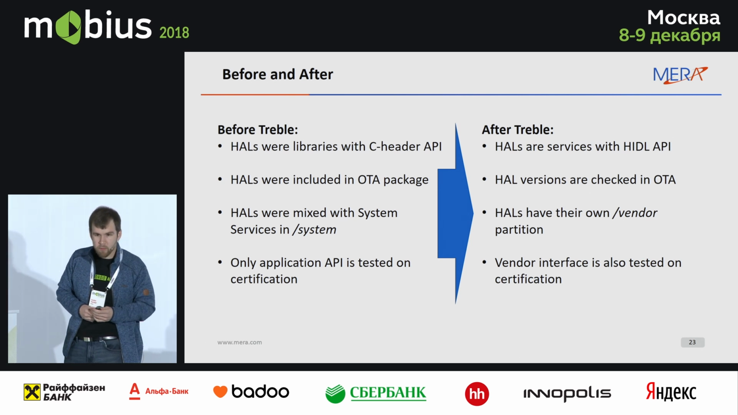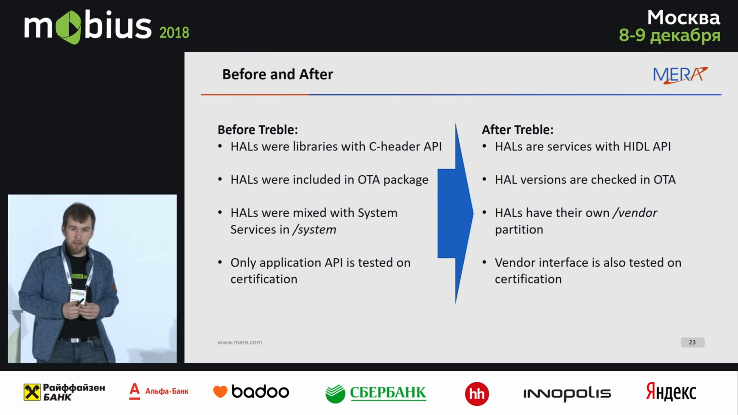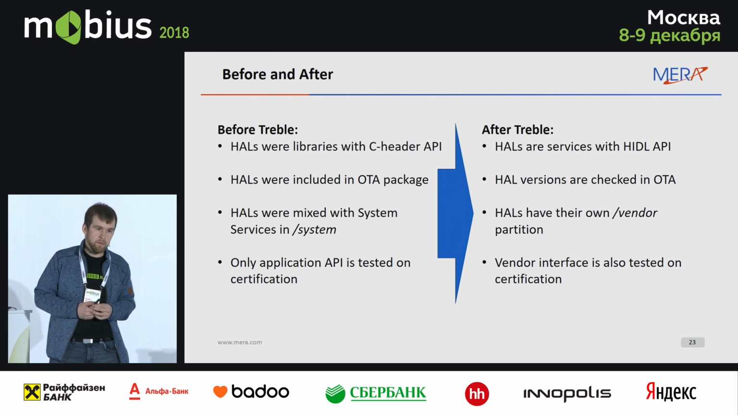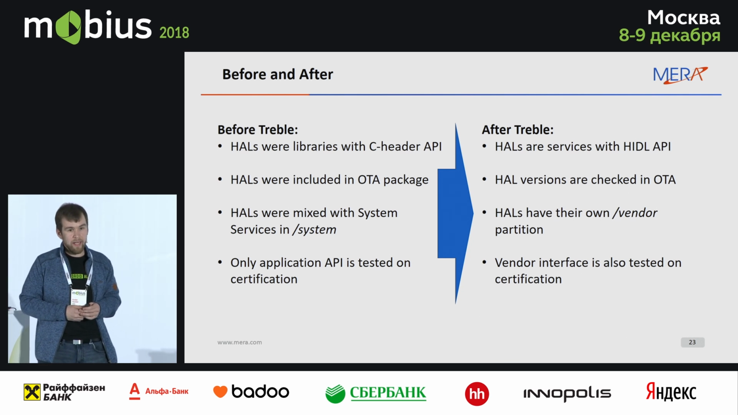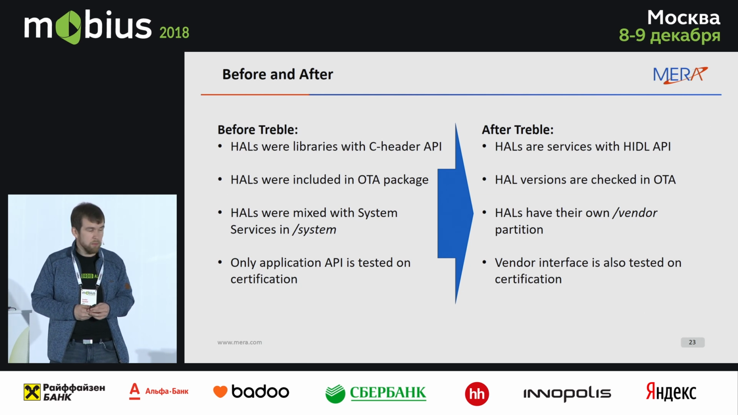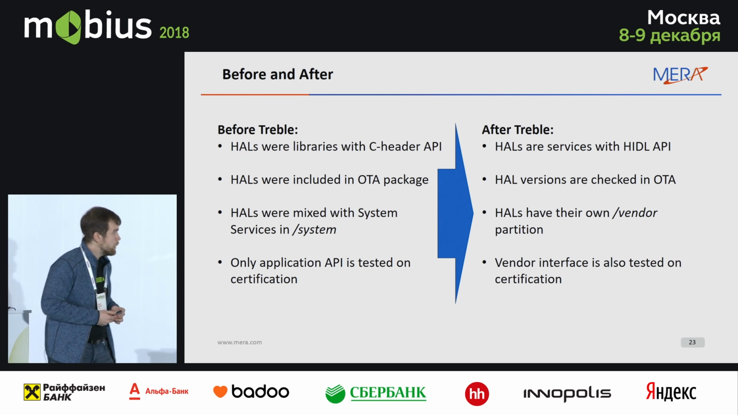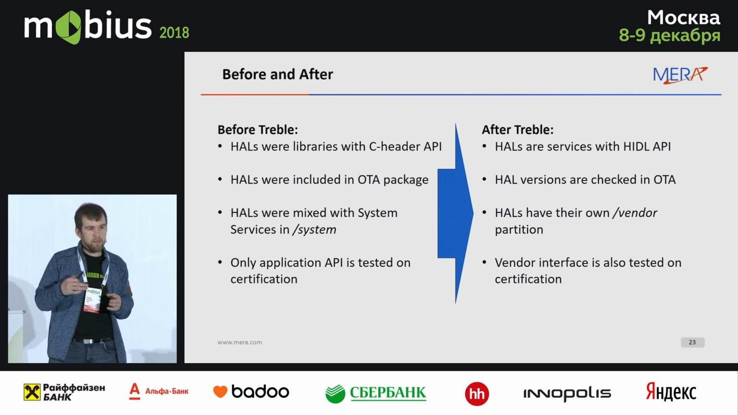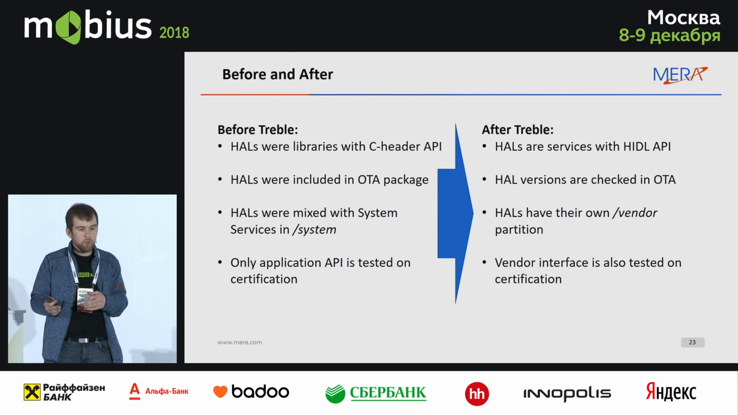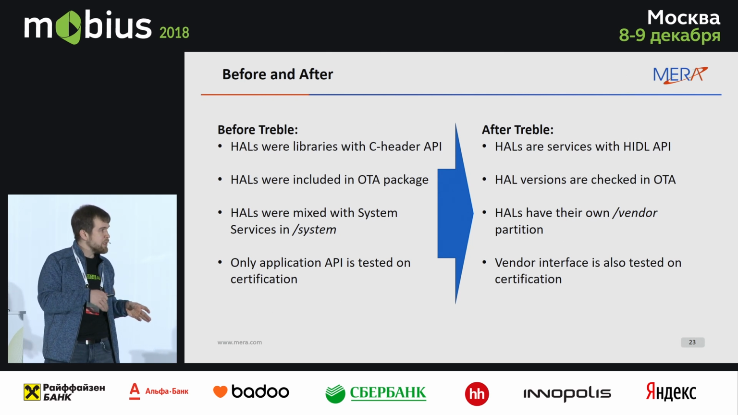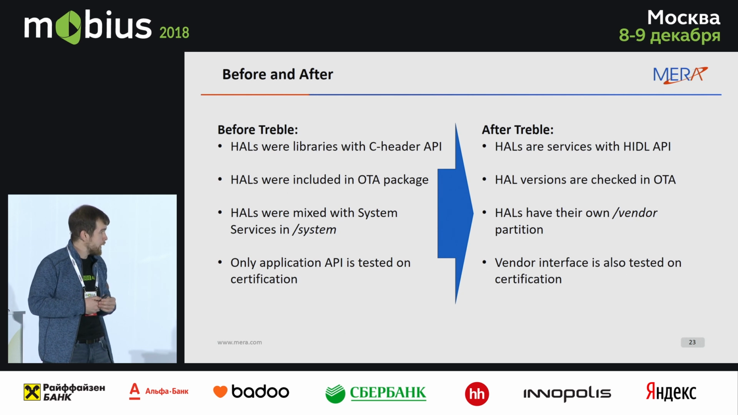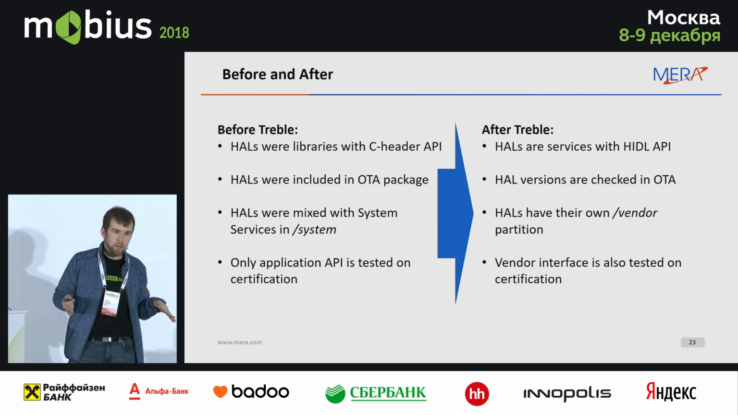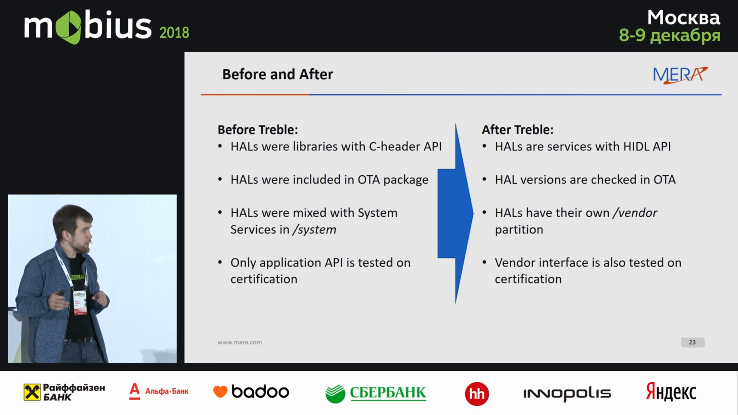So to sum up, what we had before Treble, HALs were just libraries, and the interface for them was just a bunch of headers. Now they are separate services. The interface for them is defined in a special language, and they have versions. That's the biggest part. Second, HALs were included in the OTA package during upgrade. Now you don't have to do it. HALs can be the same as were on the device, and it will be checked during OTA upgrade. Next, HALs were mixed with framework in the /system partition. Now they have their own /vendor partition.